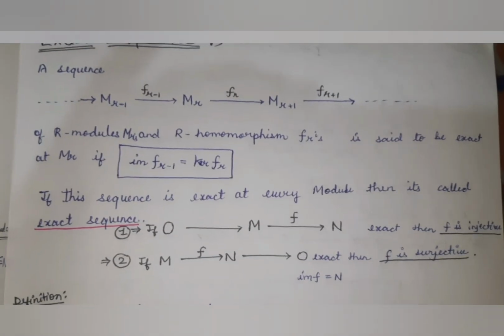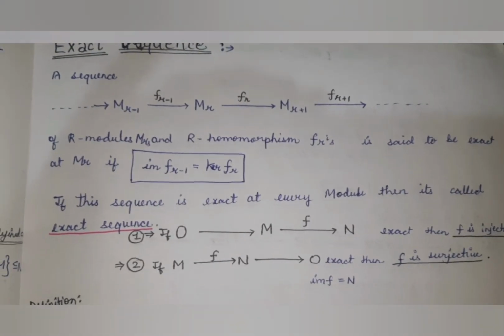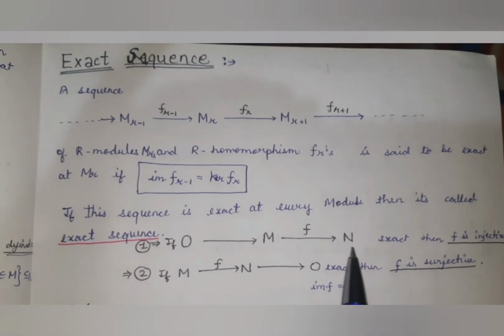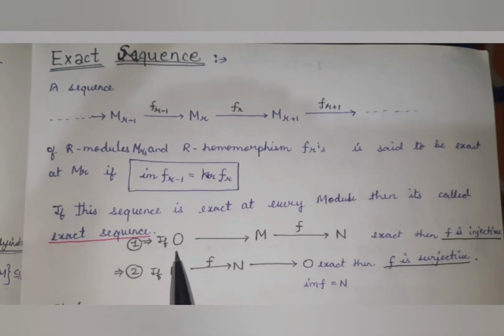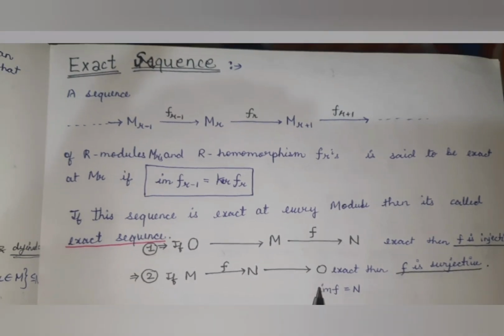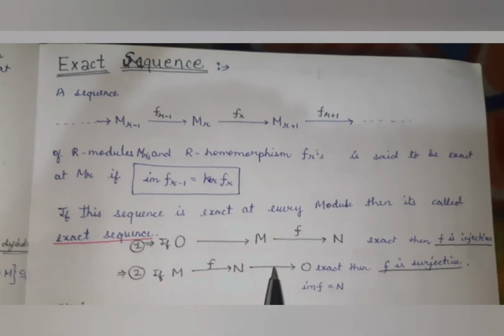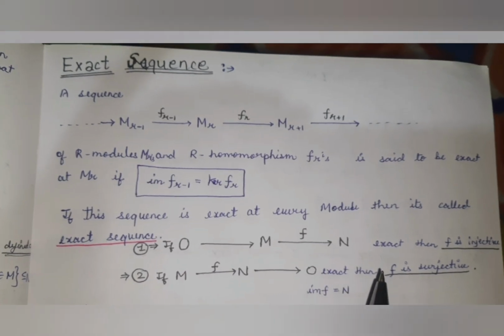If you want to remember these two results, you can remember them this way. If 0 is given on the left side, then f is injective, and if 0 is given on the right side, then f is surjective. This is only a method to remember these things.